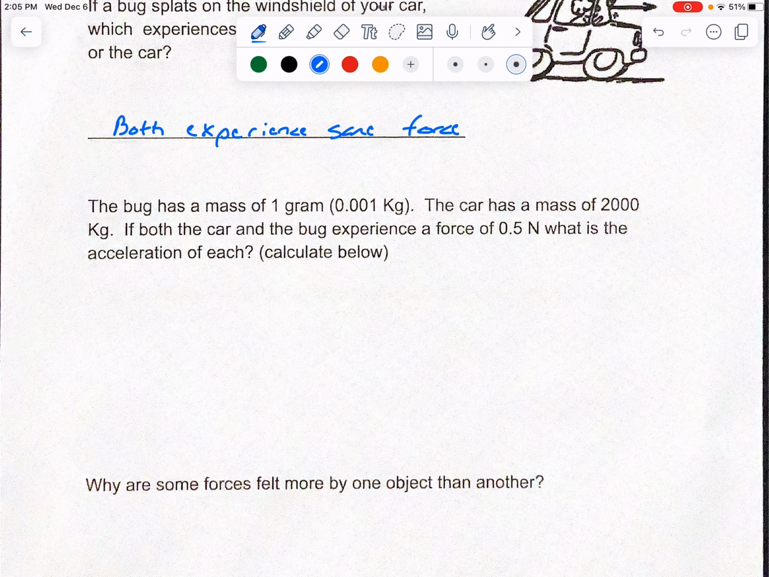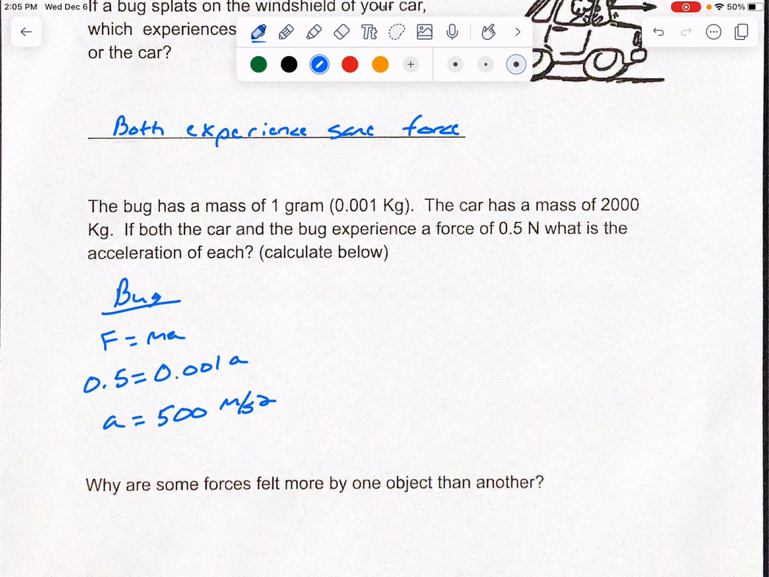So it says the bug has a mass of 1 gram, so 0.001 kilograms, and the car has a mass of 2,000 kilograms. If both the car and the bug experience a force of 0.5 newtons, what's the acceleration of both? So let's do the bug. Force equals mass times acceleration. Our force is 0.5, our mass is very small, 0.001, times a. So divide both sides, and that bug's going to have an acceleration of 500 meters per second squared. So that means the bug is going to be going one direction, and then it's going to be accelerating at 500 meters per second squared in the other direction.